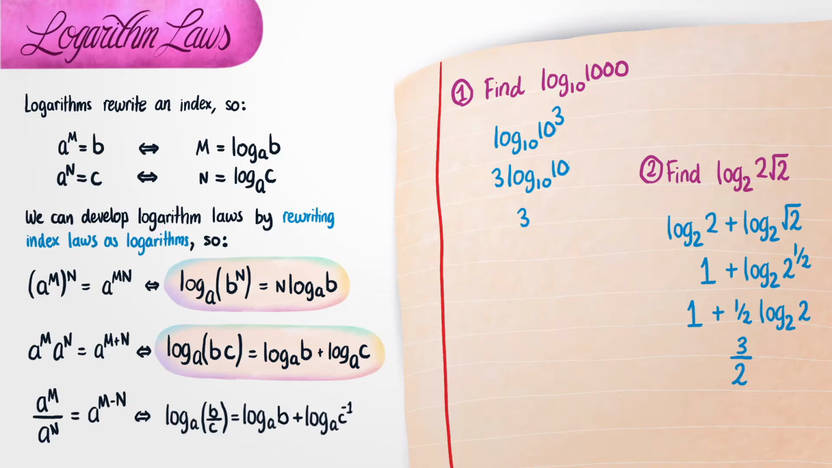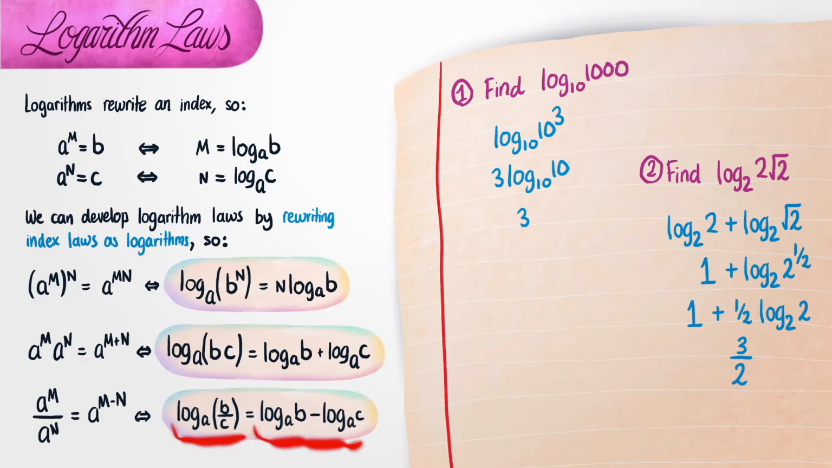And then finally, we'll use this rule up here to bring that n right down. In this case, n is minus 1, so we can bring this minus 1 in front, which converts this plus into a minus. So as we can see, this third log law turns division into subtraction. But I'll also give you an example to show you how it's used as well.